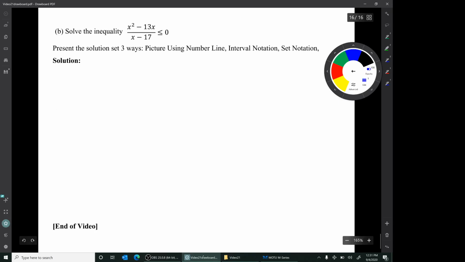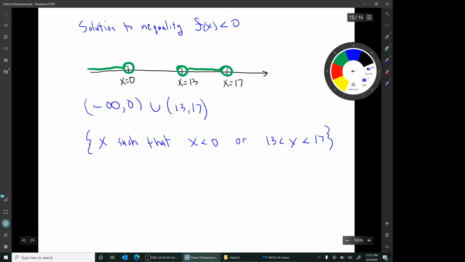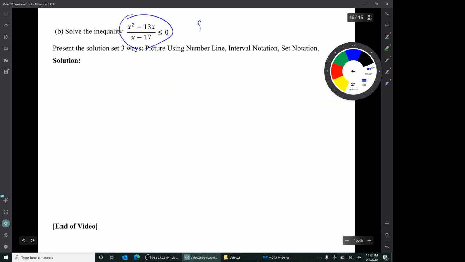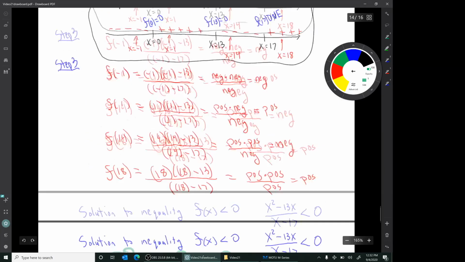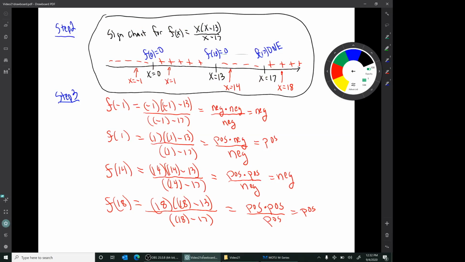Question B is to solve this inequality. So remember, the inequality that we just solved was less than 0. So the inequality was that one. So what we're being asked to solve now is f of x less than or equal to 0. Well, we've already got the sign chart for the sign behavior of f. So let's just go up and look at that sign chart again. Here's the sign chart.